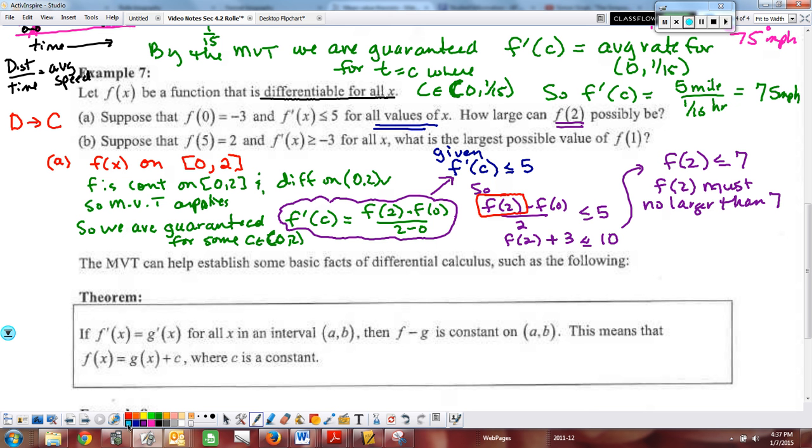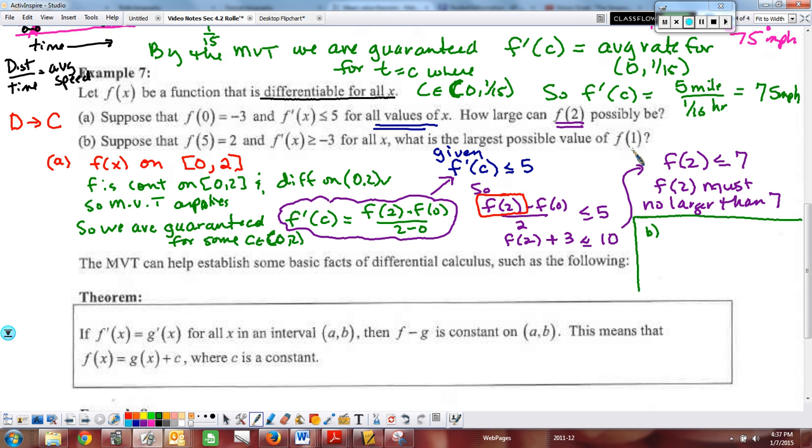All right, now for part B, let's see where I can fit this in. Now that we know what we're doing, we can kind of shortcut a little bit. So I'll just put B right here. Now we have f of 5 equal to 2. Our instantaneous rate is always greater than or equal to -3 for all x. And I want to find the largest possible value of f of 1.